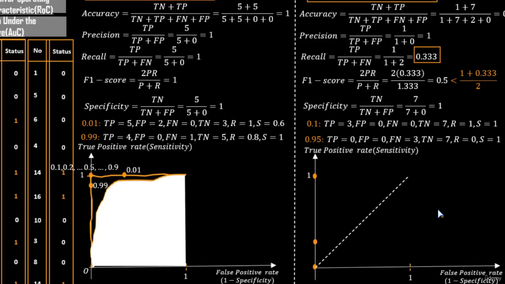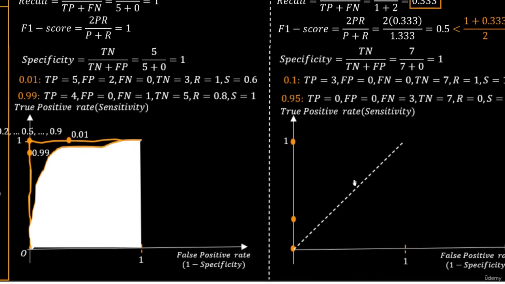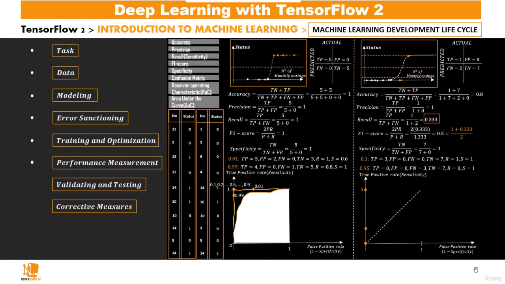For this other data set, as we had seen, we have the origin, we have the sensitivity plotted with 1 minus specificity. Now at 0.1, as we have seen here with this threshold of 0.1, our recall was 1, s equals 1, hence 1 minus s equals 0. So we are at this point. At 0.95, we have r equals 0 and 1 minus s equals 0. That's why we are at this point.